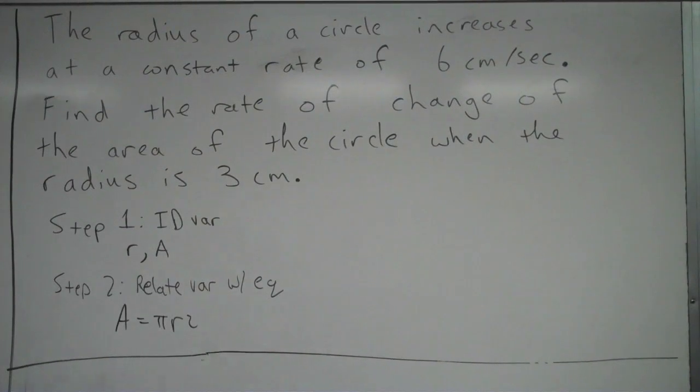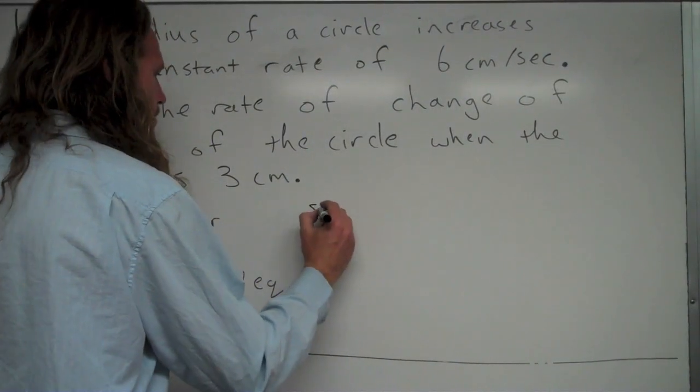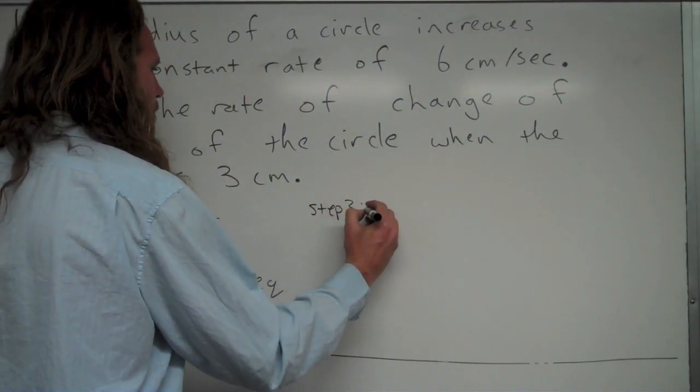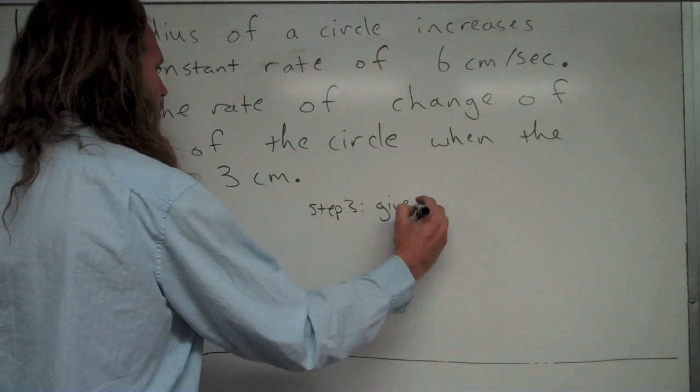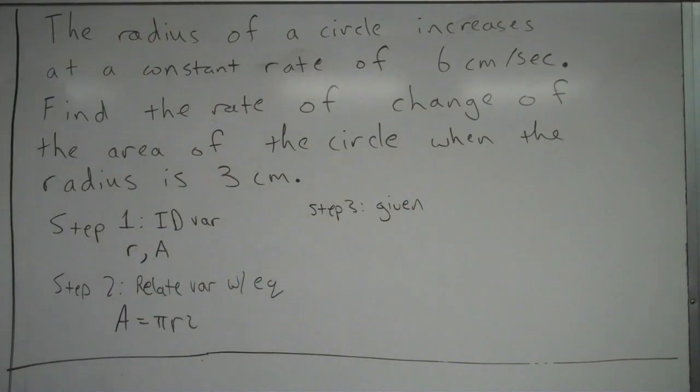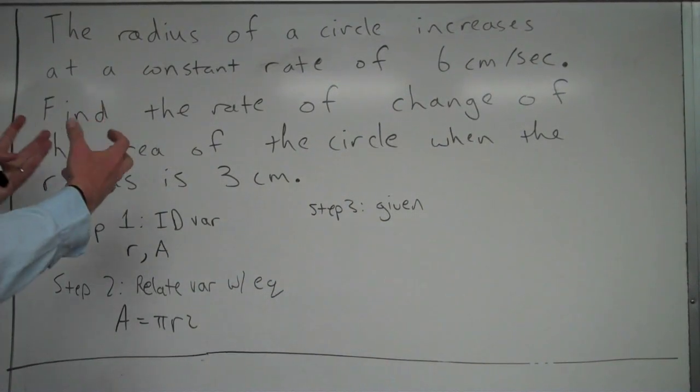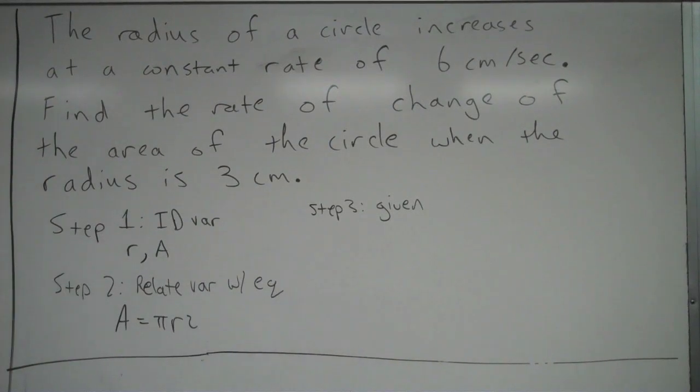Also, very, very important, let's look at step 3 here, is to take from the problem to see what is given. Okay, what is given? And that is our first sentence. The radius of a circle increases at a constant rate of 6 centimeters per second. So now there's a way to take that sentence and translate it into related rates lingo or notation. We're talking about the radius increasing. It's talking about how much it's changing, how fast.